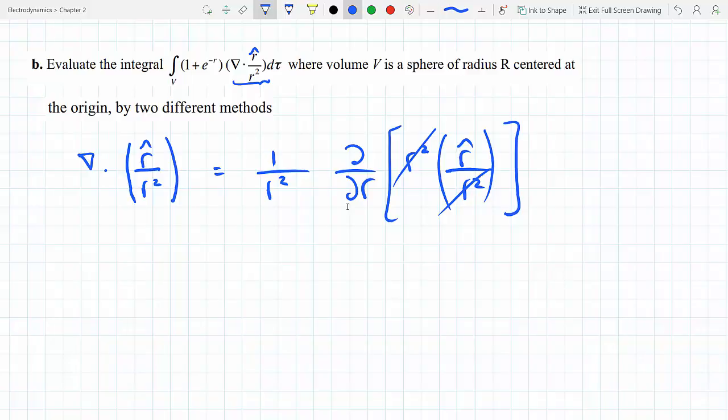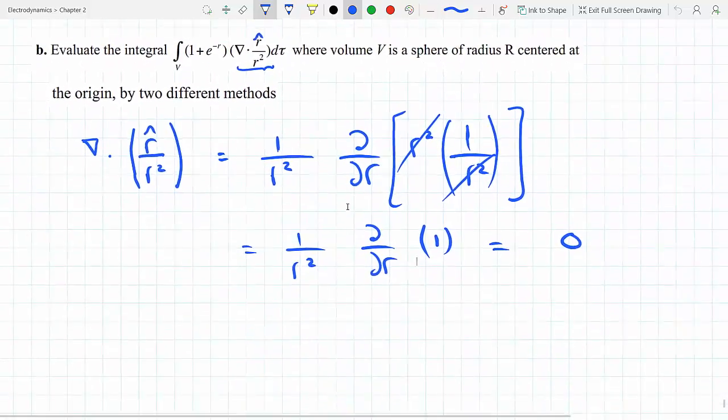And what do I get? Well, you get 1 over r squared d/dr times the derivative of 1. You agree? Oh, by the way, there's no r here because I am just taking the component. It's just a 1. And this is just 0. So you get a 0, right? Because that r squared cancelled.